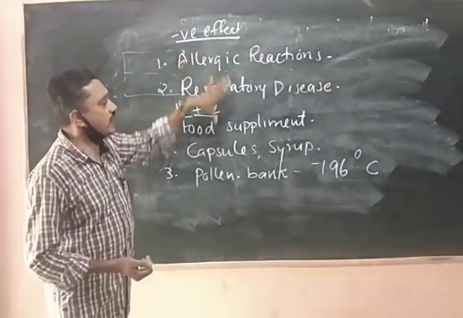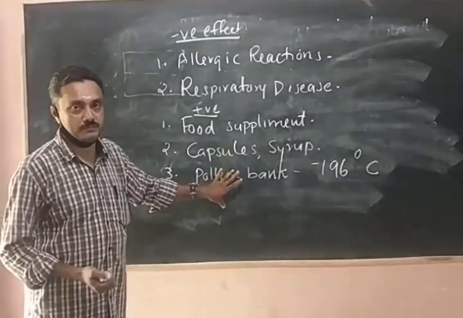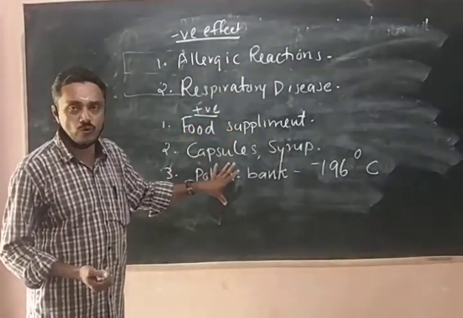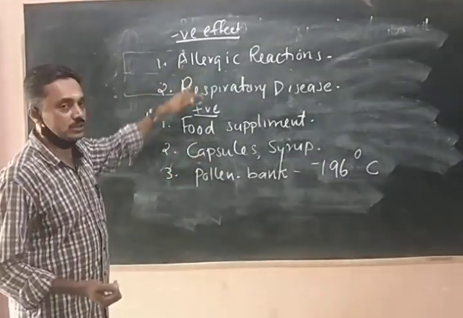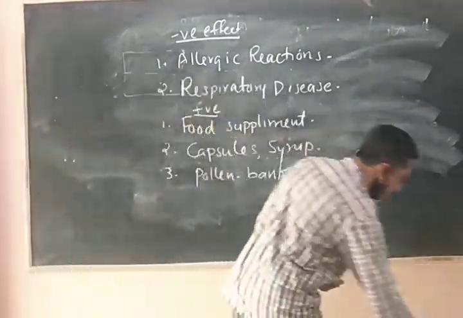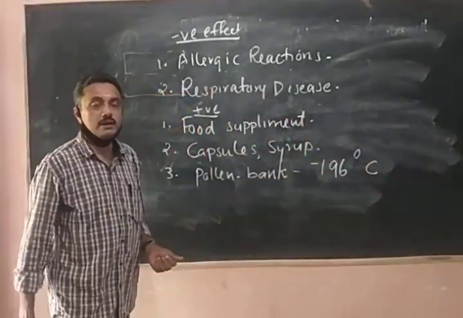So this question is: discuss the positive and negative effects of pollen grains. A question carrying 2 marks or 2.5 marks. There is a diagram in the textbook. You can see that diagram. So that's about the positive and negative effects of pollen grains. This is something related to the race.